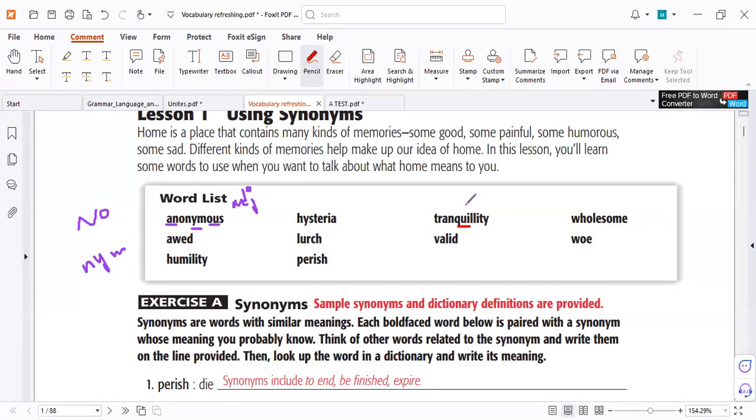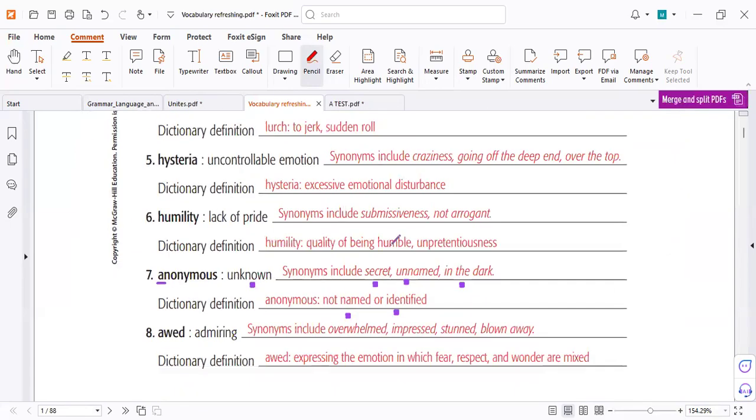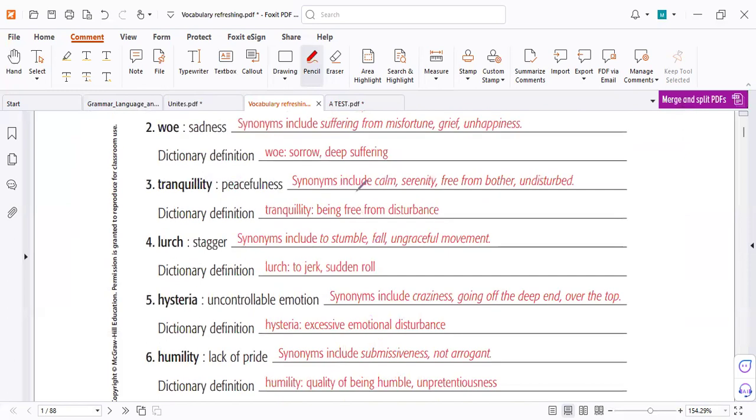But when you study vocab, you should be intelligent. How? Here, it has QUI. It reminds you of the word quiet. So tranquility talks about quiet. Quiet means calm, serenity, free from bother. You must invent any way to help you memorize the word forever. So any word that has QUI tells you about calmness.